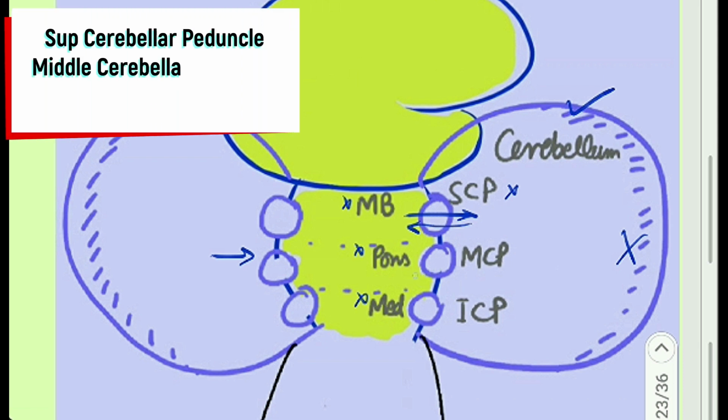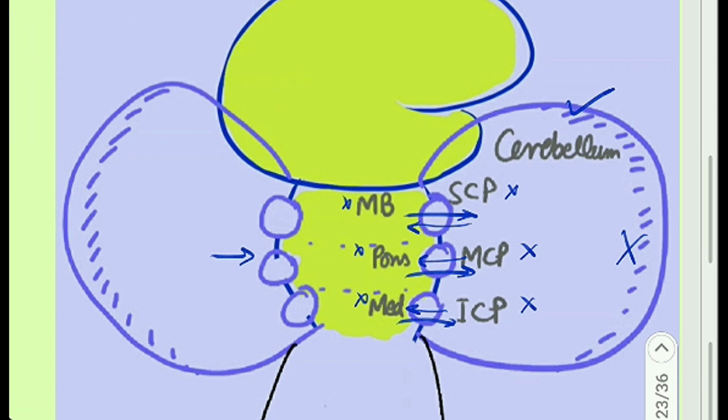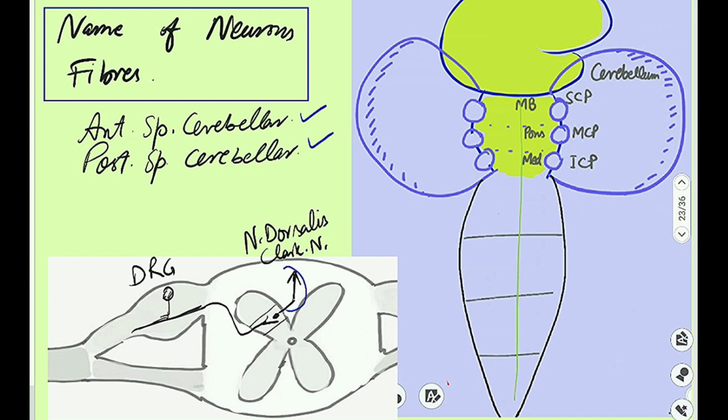Likewise, from the pons, fibers may get entry and exit, and that is known as the middle cerebellar peduncle. And from the medulla, fibers may get entry and exit from the cerebellum, and the point is known as the inferior cerebellar peduncle. These structures are important to understand the anatomy and the course of the anterior and the posterior spinocerebellar tract. Now I'll show you how the second order neuron will proceed towards its destination.